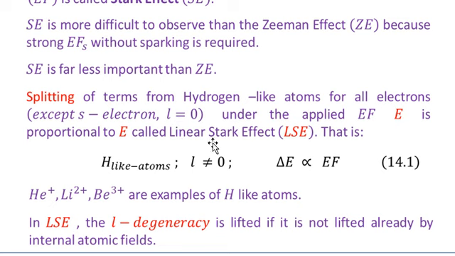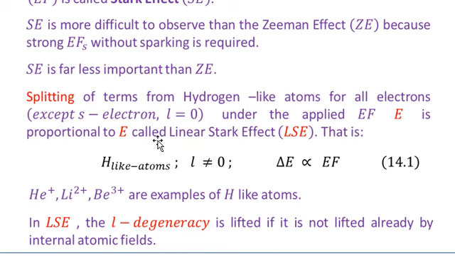So that's why I am applying electric field to the hydrogen-like atoms, but the electron should not be an s electron. It could be a p electron, it could be a d electron, or it could be an f electron. So let me read again. Splitting of terms from hydrogen-like atoms for all electrons except the s electron, for which the orbital quantum number is 0. So excluding the s electron, we are applying electric field which is capital E, and we found that the splitting is proportional to the electric field E, which we call the linear Stark effect.